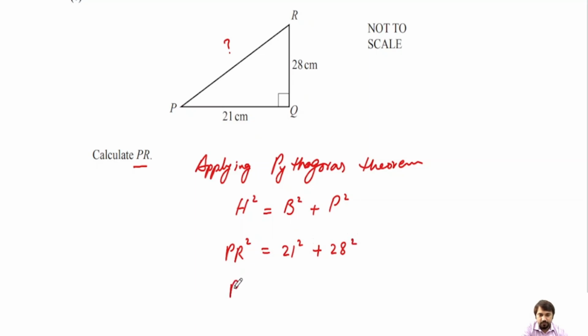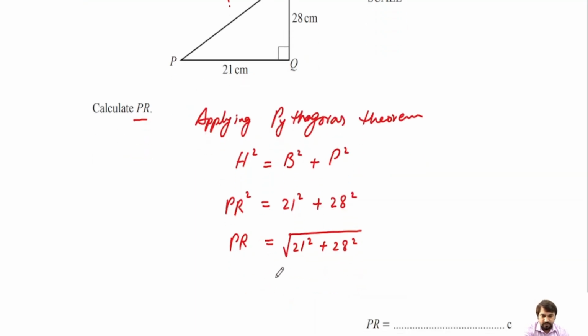Now take the square root on both sides so we can get the value of PR. 21 square plus 28 square. Now use your calculator and write down the answer. After solving this, you will get 35. So PR is 35.